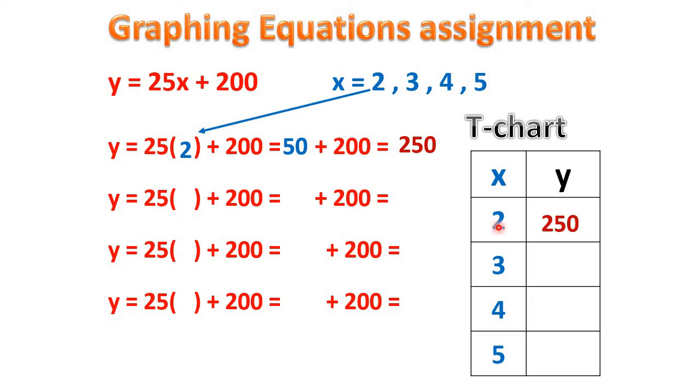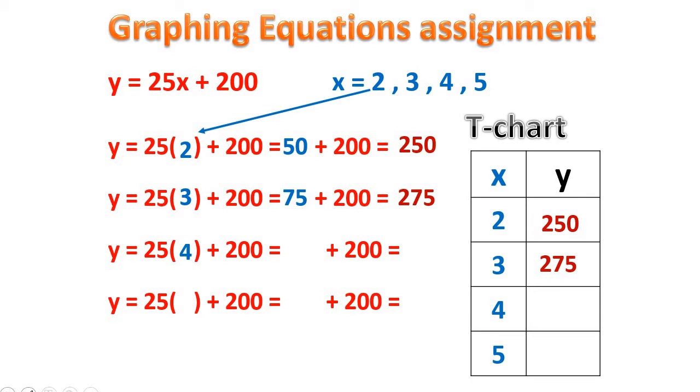And then you will notice that I put that answer right here into my t-chart. I plugged in 2. I got 250 for an answer. I'm going to do exactly the same thing for the other numbers. I plugged in 3. 3 times 25 is 75. 75 plus 200 is 275. And again, I got my answer. I'm putting it into my table with 3 right off the bat.